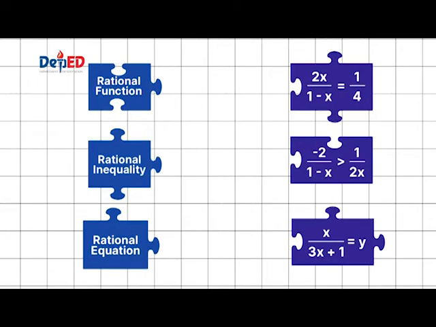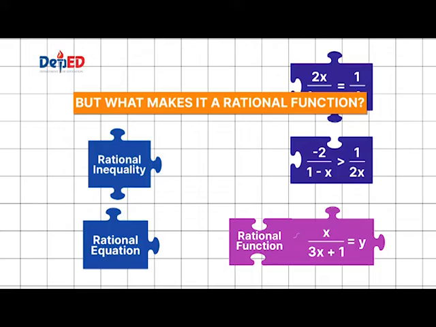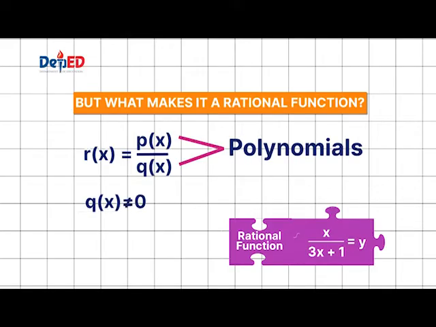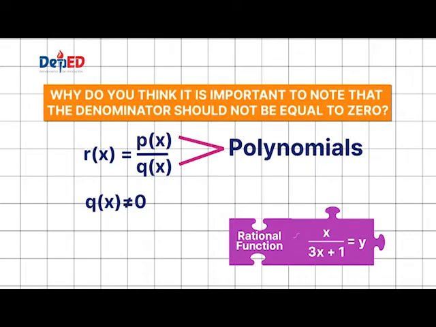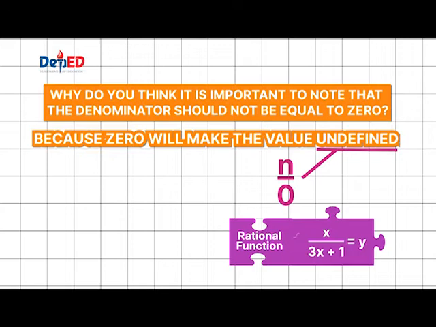For our next one, the expression x over 3x plus 1 equals y is a rational function. But what makes it a rational function? A rational function is a function of the form r of x is equal to p of x divided by q of x, where p of x and q of x are polynomials, and q of x is not equal to 0. Why do you think it is important to note that the denominator should not be equal to 0? Because 0 will make the value undefined.